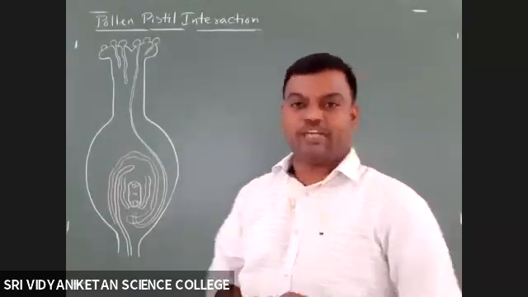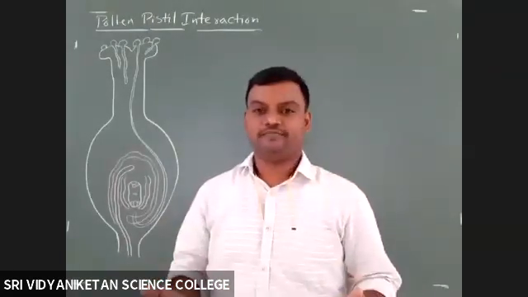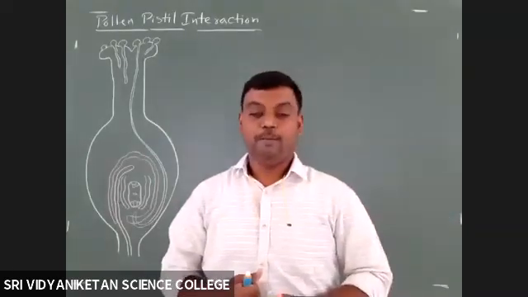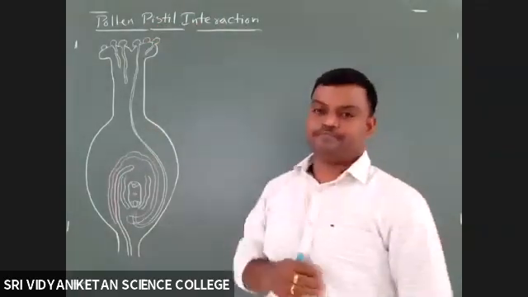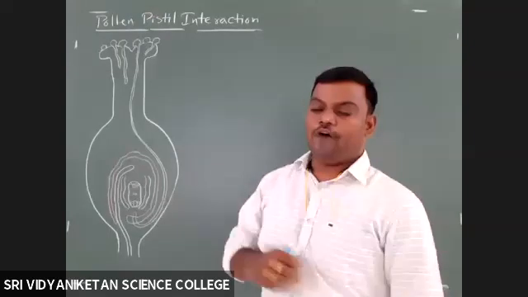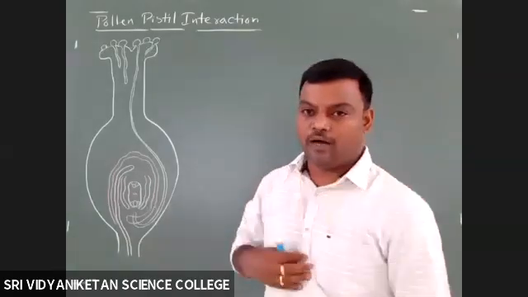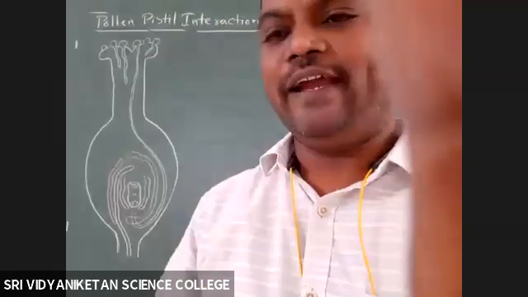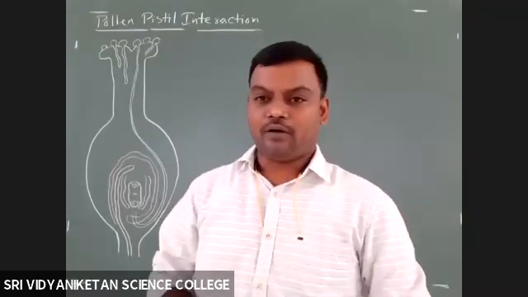Previously we completed the pollination mechanism with the help of various agents, either biotic agent or abiotic agent. Pollen grains are deposited on the stigma of the gynoecium. And after depositing pollen grains on the stigma, the stigma recognizes the pollen grain, either it is the right type or wrong type.